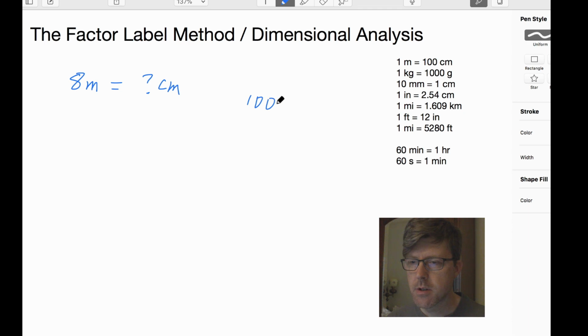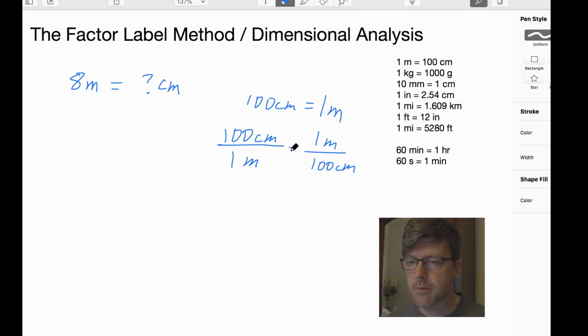And so the cool thing is, if we know that 100 centimeters equals 1 meter, we can turn that into a fraction. We can make it like 100 centimeters on top and 1 meter on the bottom. Or we could do it the other way around: 1 meter on the top, 100 centimeters on the bottom.